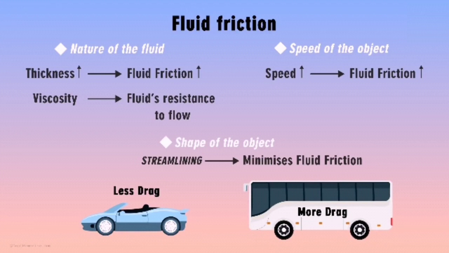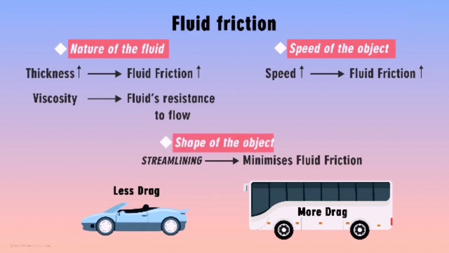So these are the different factors on which fluid friction depends. Nature of the fluid, the speed of the object, and the shape of the object. So that's all about this chapter, friction.